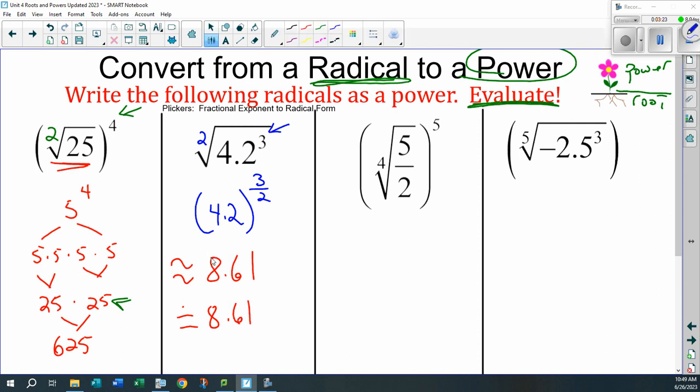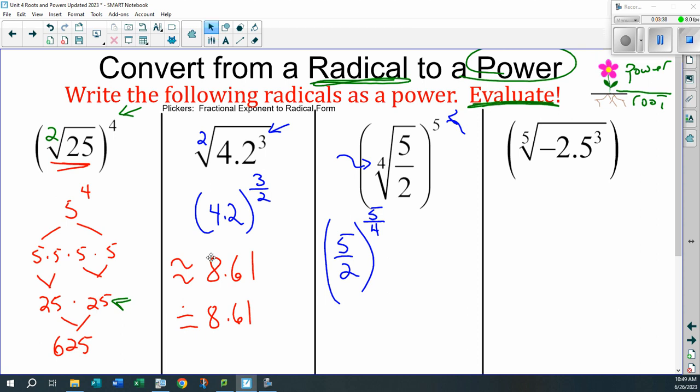This is crazy. This is your exponent of 5. There's your root of 4. Okay, so here we go. 5 over 2, right, to the power of 5 over the root of 4. Oh my goodness, we've got a fraction raised to a fractional exponent. Oh, that'll be fun. Yeah, no problem. Throw it in your calculator.